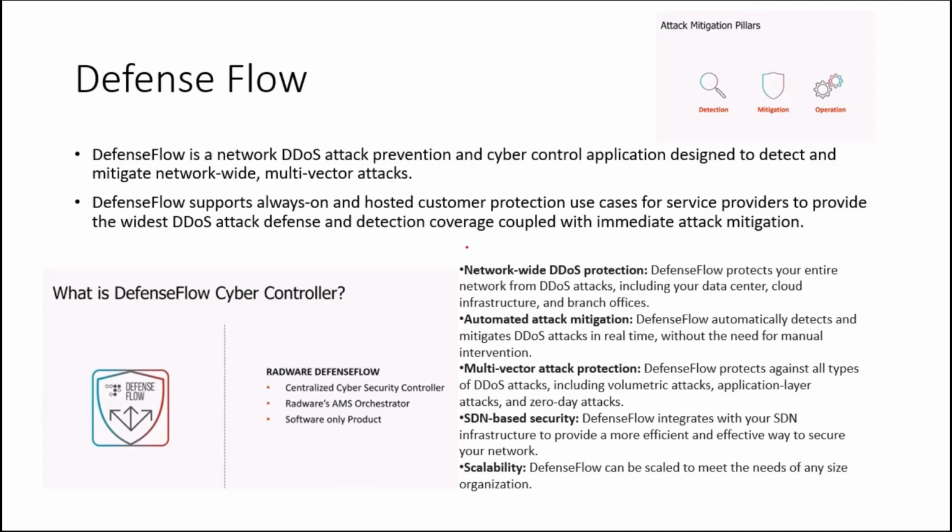If we see the major Defense Flow key capabilities, we have network-wide DDoS protection, automatic attack mitigation, multi-vendor attack protection, SDN-based security, and scalability. These are the major features, or you can say the Defense Flow key capabilities. And Defense Flow supports always-on and hosted customer protection use cases for service providers, to provide the widest DDoS attack defense. Okay, so we have the attack mitigation pillars, and under them we have detection, mitigation, and operation. In Defense Flow, we basically detect. The flow detector plus Defense Flow detects the attack, and then it sends it to Defense Pro for the mitigation. So it happens like this.